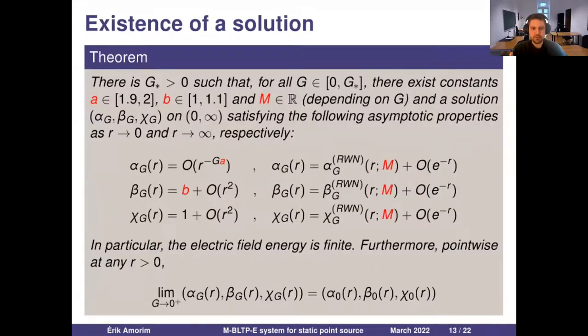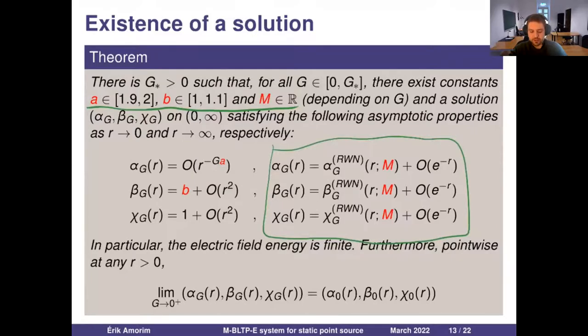This is the theorem that you can find in my thesis and soon in some form in a paper. The theorem is: there is some g star, some really small number, such that for all g up to that number, there exist good solutions. More precisely, there exist constants a, b, and m, depending on the g, and a solution that I'm calling alpha g, beta g, chi g over all values of r, satisfying the following asymptotics as r goes to zero and as r goes to infinity, respectively. So first, r goes to infinity.